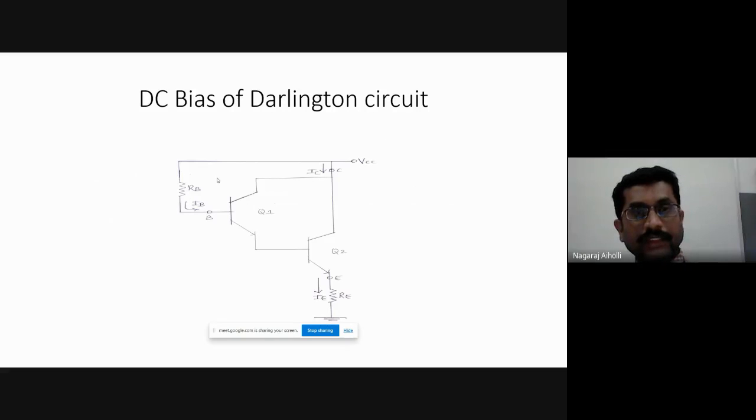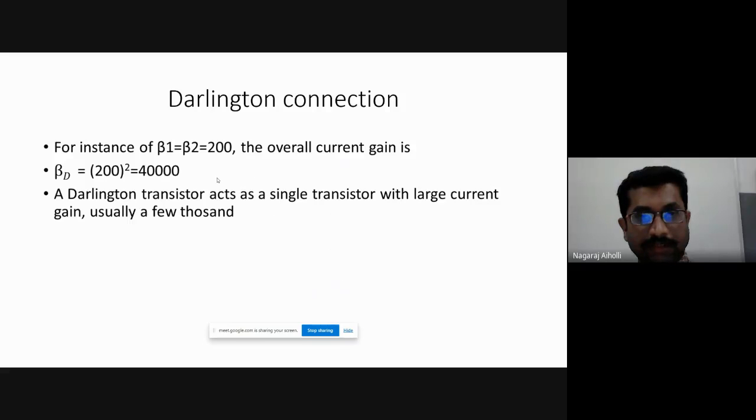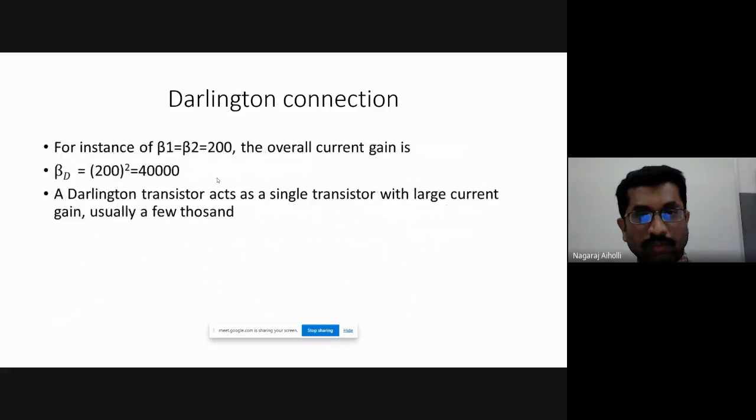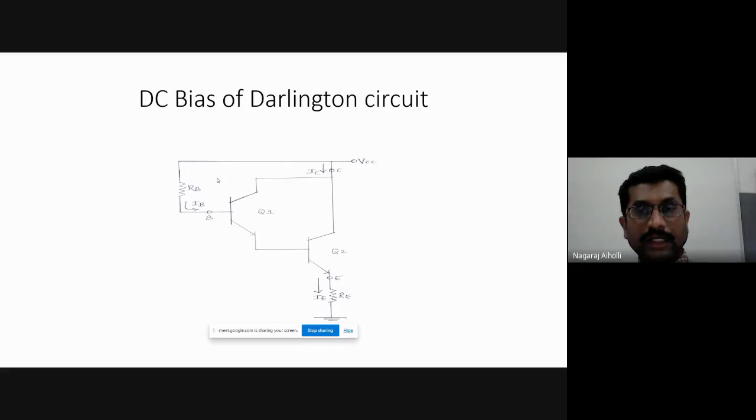Next, we will see DC biasing of the Darlington circuit. This is the basic Darlington connection, whatever we discussed just now. Next, we will move on to DC biasing of the Darlington circuit, what we had studied in module 1. So what is meant by DC biasing, students? Here we are applying DC voltages. Capacitors will become open circuit or short circuit in DC biasing? Open circuit. Okay. Capacitors will become open circuit for DC biasing.